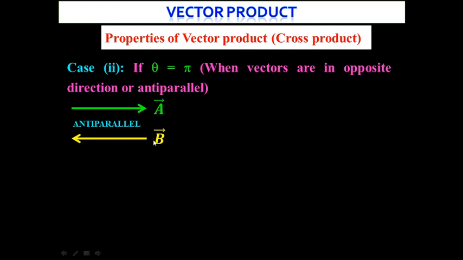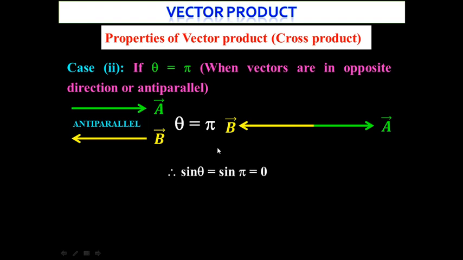This is vector A and vector B. They are anti-parallel, so the angle between them is 180 degrees. If they are along the same line but in opposite direction, the angle between them is pi, 180. So sine pi will be 0. Okay, sine pi is 0.